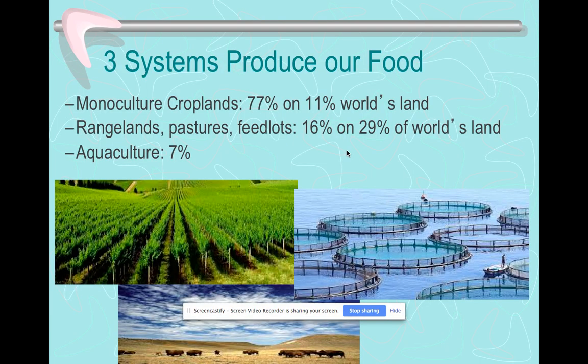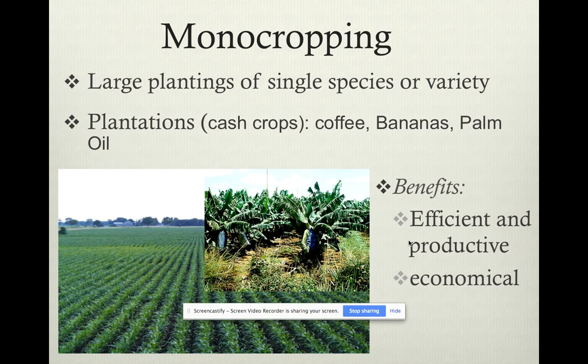Three systems produce our food. First, we have monocultures. That's almost 80% of our food. Monoculture is growing one crop. We also have rangelands and feedlots. That's about 16%. And then aquaculture is about 7%. Aquaculture can be in the ocean or it can also be on land in kind of big pots of water, and we grow things that way.